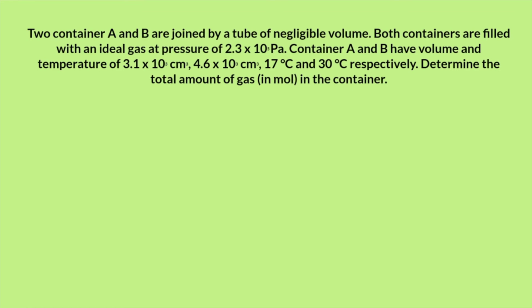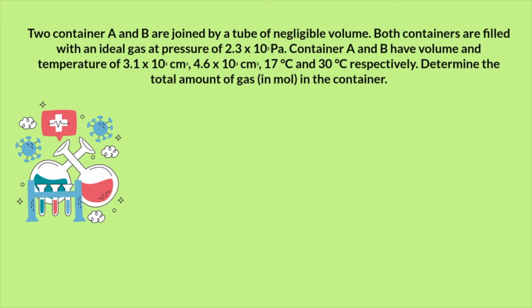Let's move on to question number 5. Two containers A and B are joined by a tube of negligible volume. Both containers are filled with an ideal gas at a pressure of 2.3 times 10 to the power of 5 Pascal. Container A and B have volume and temperature of 3.1 times 10 to the power of 3 centimeter cube, 4.6 times 10 to the power of 3 centimeter cube, 17 degrees Celsius and 30 degrees Celsius respectively. Determine the total amount of gas in mole in the container.